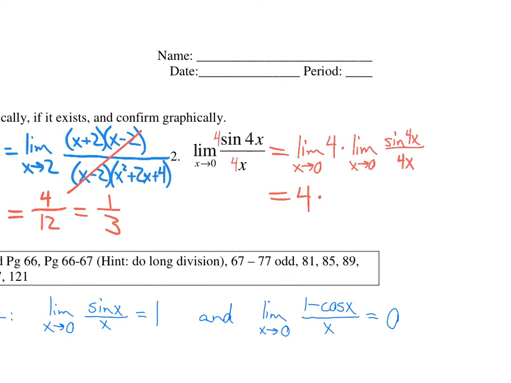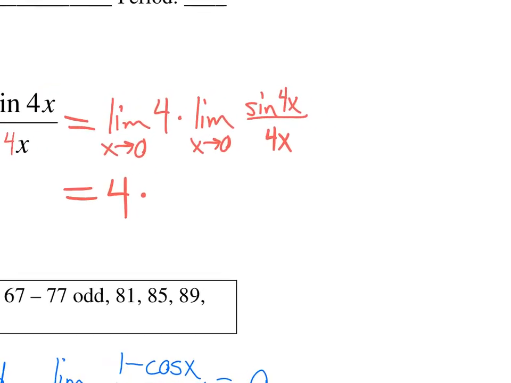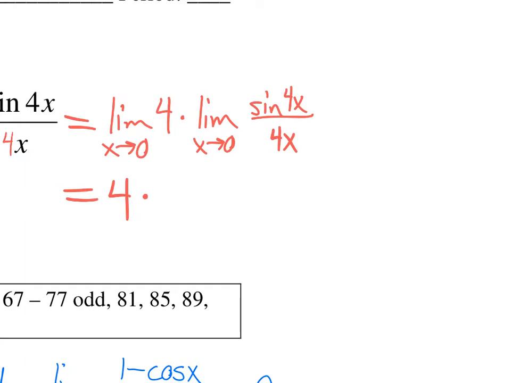So now we just need to figure out the other part. What do you think it equals? 1. Okay? If x is approaching 0, what's 4x approaching? 0. So, could we also think of it that way? Don't write that, but could we think of it that way? Basically, as long as the angle matches the denominator with the sine here, it's going to approach 1. Okay? So, that equals 1. 4 times 1 is just 4.